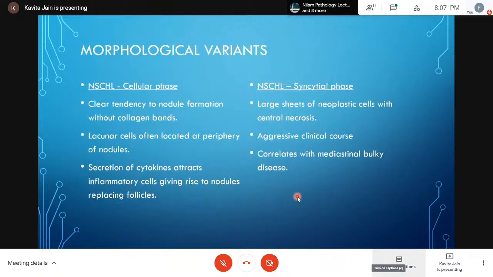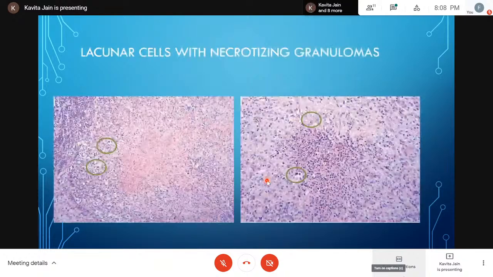Again, morphologically, we can divide the nodular sclerosis Hodgkin's into cellular phase and syncytial phase. They have a clear tendency to nodule formation. Of course, as I told you, the cellular phase will not have any collagen bands. The lacunar cells are visible, scattered. And in the syncytial phase, there will be large sheets of neoplastic cells. It has an aggressive clinical course. We can mention in our biopsy that the patient has nodular sclerosis in syncytial phase, depending on the criteria as I told you. And mostly it correlates with mediastinal bulky disease.